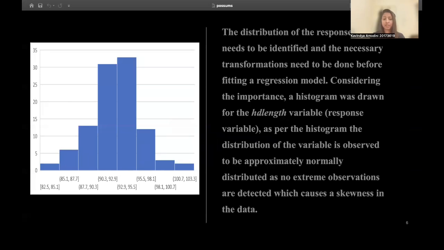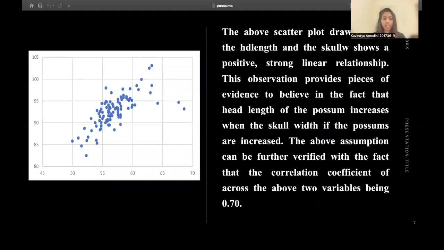Then the distribution of the response variable needs to be identified and the necessary transformations need to be done before fitting a regression model. Considering the importance, a histogram was drawn for the head length variable. As per the histogram, the distribution of the variable is observed to be approximately normally distributed, as no extreme observations are detected which cause skewness in the data.